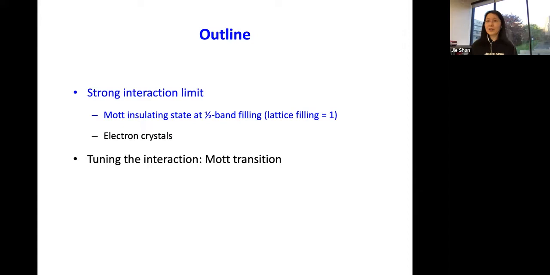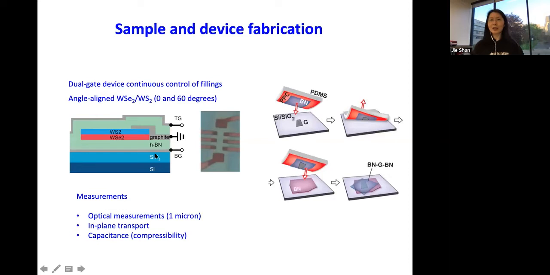So next, I would like to discuss a few examples on the study of TMD heterobilayers. And the first example is to look at what happens at half filling. So that's one electron or one hole per moiré site. Before I do that, I first would like to discuss how we fabricate the devices.